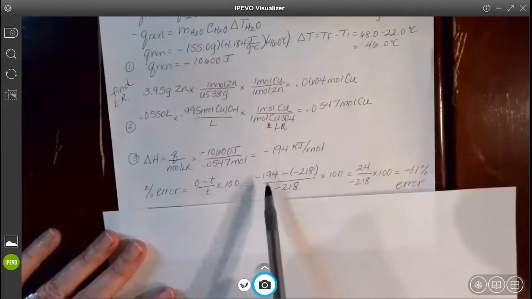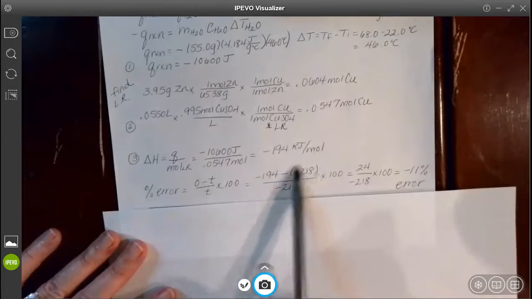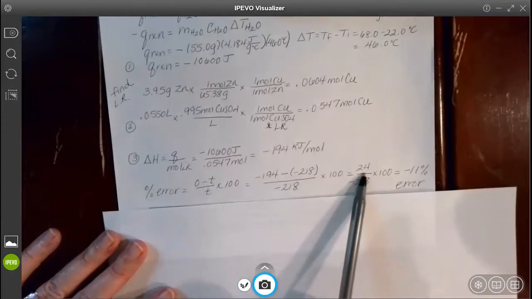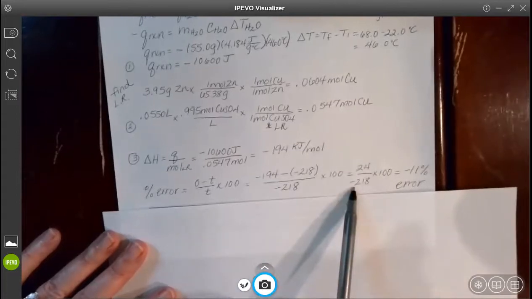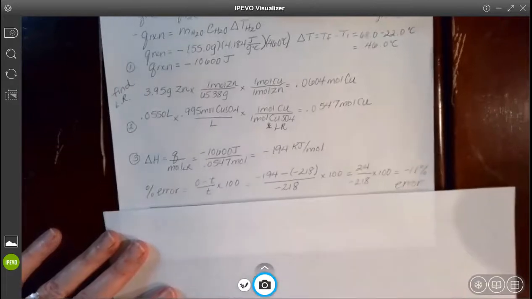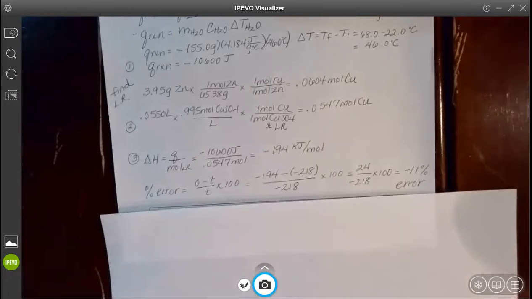All right, negative 194 was my observed value. I subtract from that the true value or the literature value. All right, I get 24 when I do that. Positive 24. Over our true value, negative 218. 2 sig figs in my numerator give me 2 sig figs in my percent error. So what does this tell me? That my answer is a little bit low, okay, by 11%.